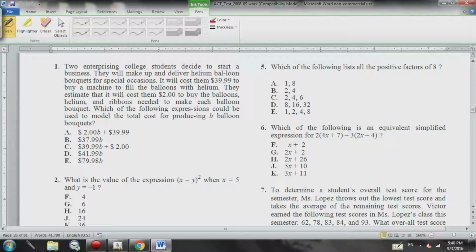So, two enterprising college students decide to start a business. They'll make up and deliver a helium balloon bouquet for special occasions. That's an interesting business. It will cost them this much to purchase a machine to fill the balloons with helium. They estimate that it will cost them an additional $2 to buy the balloons, the helium, and the ribbon that they need to make each balloon bouquet. Which of the following expressions could be used to model the total cost for producing b balloon bouquets?